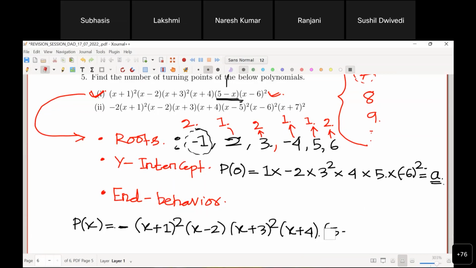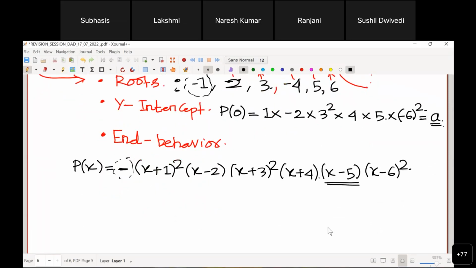I don't want to write this as 5 minus x. That's why I'll write this as x minus 5. As you can see, since I'm writing x minus 5 instead of 5 minus x, that's why I have a minus sign here. And the last one is x minus 6 whole square. Okay, so now my polynomial is more or less in a standard form. Using this polynomial, I'll try to find out the end behavior.